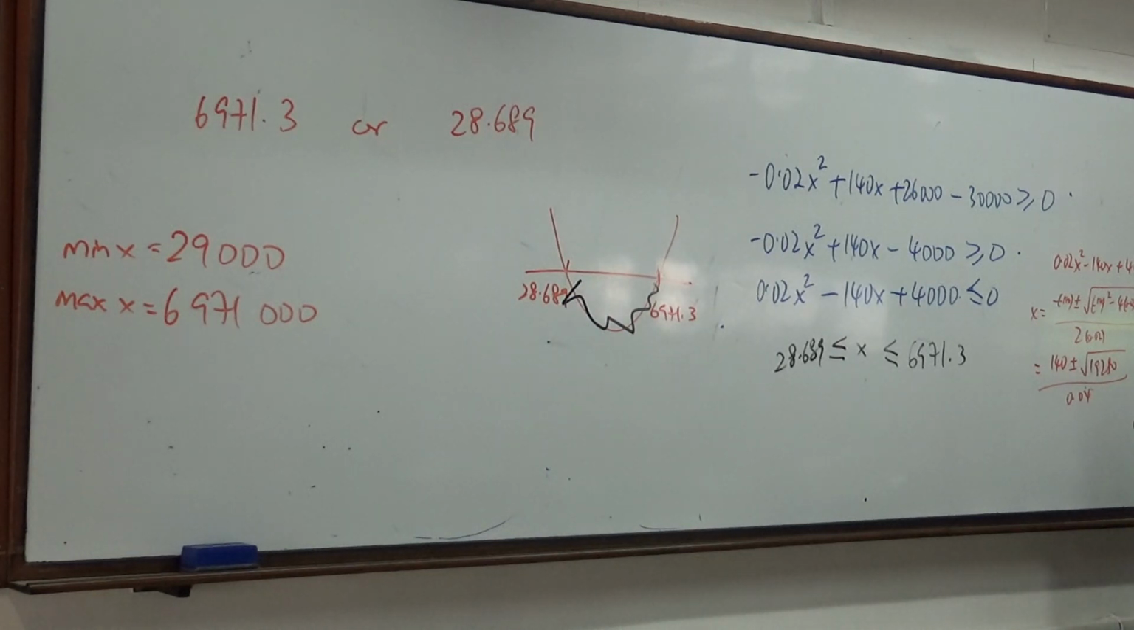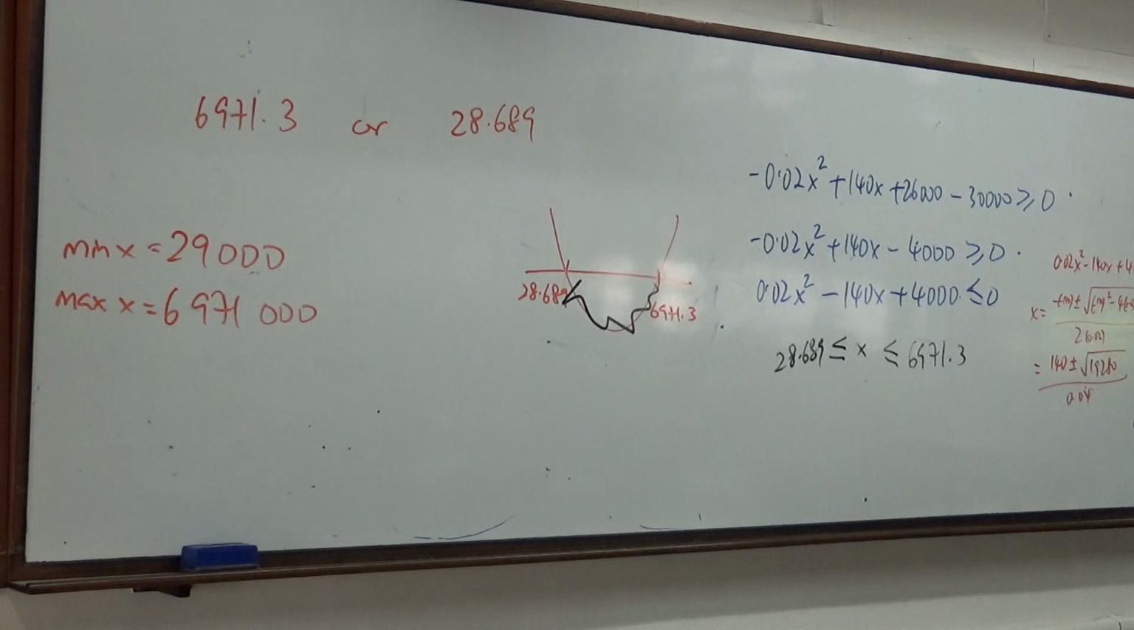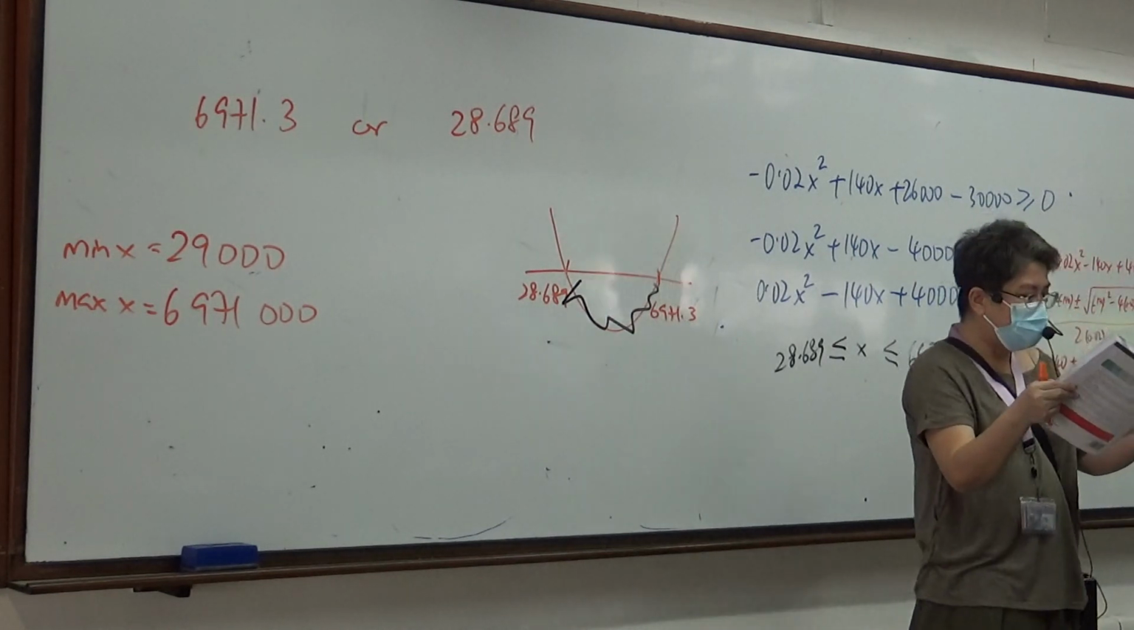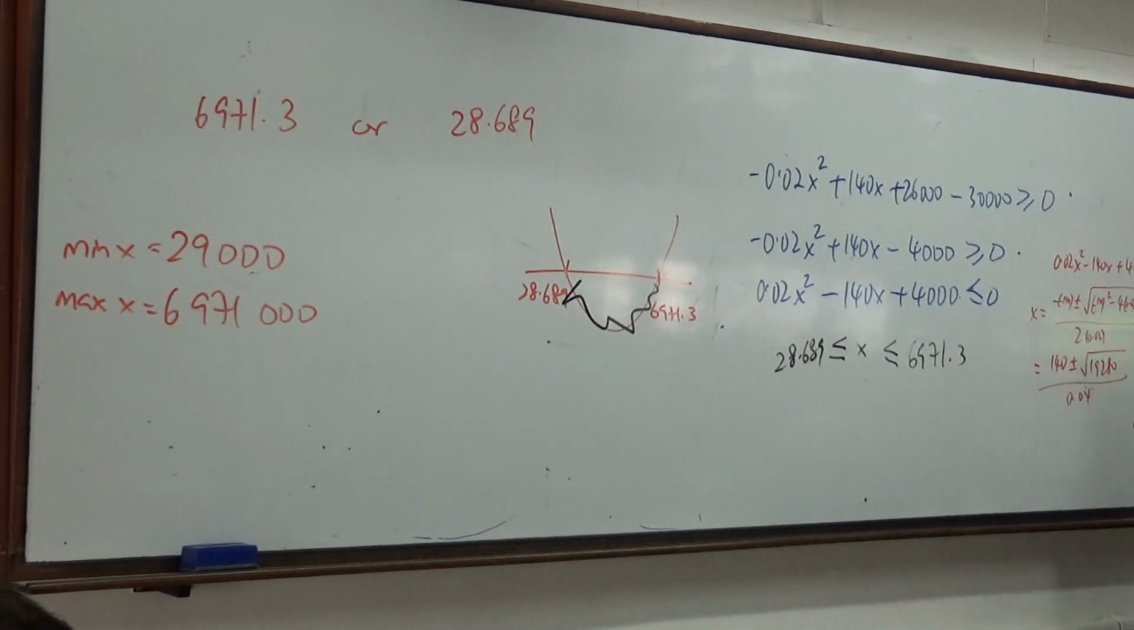Everybody clear? So you look at the answer now. It says the minimum number of cars that the company could produce is 29,000, and the maximum number of cars the company could produce is 6971, then 0, 0, 0. Are we clear? Can or cannot? Can. Okay? Everybody perfectly fine now.